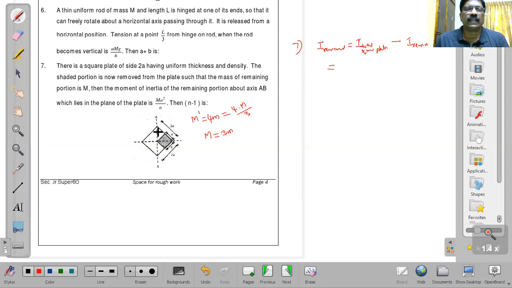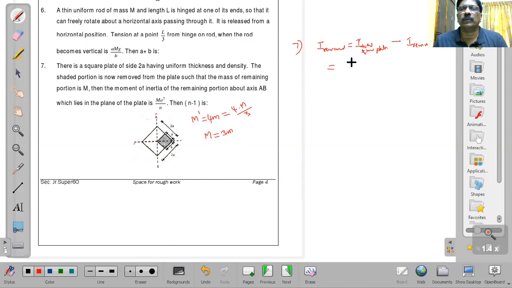About this axis, in case of the square plate, you consider this is one axis, this is another axis. These two are perpendicular. Apply the perpendicular axis theorem. Here, this is the x-axis, this is the y-axis, this is the z-axis. About the z-axis, the moment of inertia of the square plate is equal to ml square by 6, that is equal to Ix plus Iy. Ix and Iy are both the same. That's why 2Ix is equal to ml square by 6, or Ix is equal to ml square by 12. That's why about this axis the square plate moment of inertia is ml square by 12.